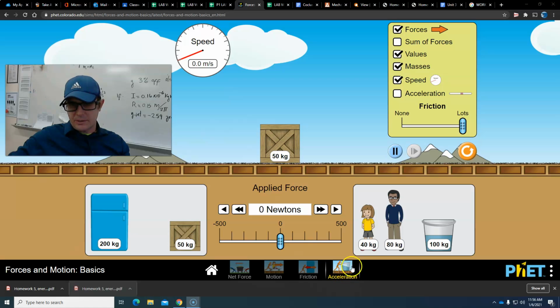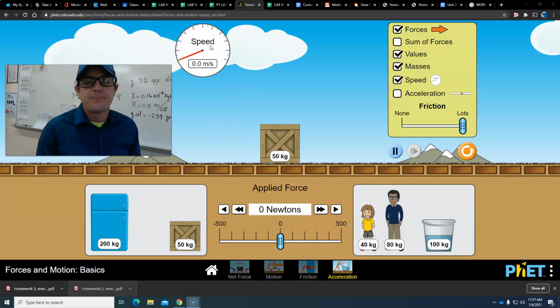on the acceleration, the far one over here on the right. And it doesn't matter what force you push it, you are going to let go of the crate at different speeds, and you are going to time how long it takes to come to a stop.